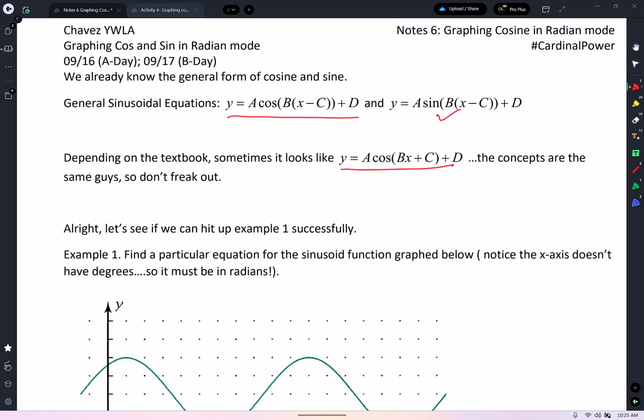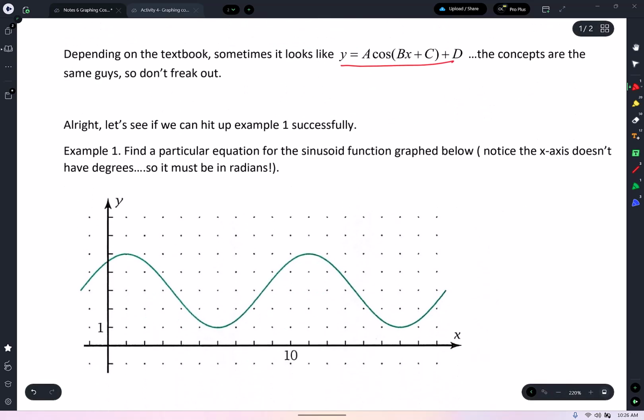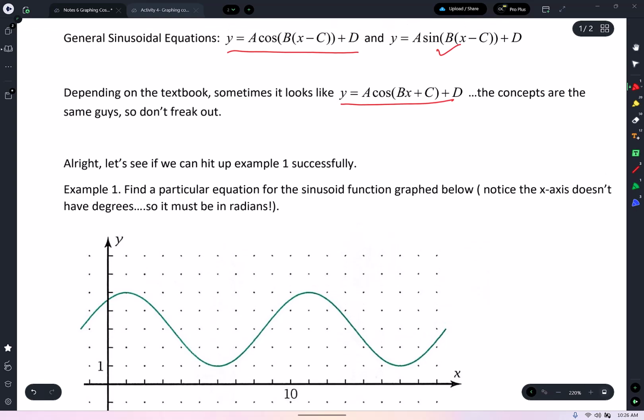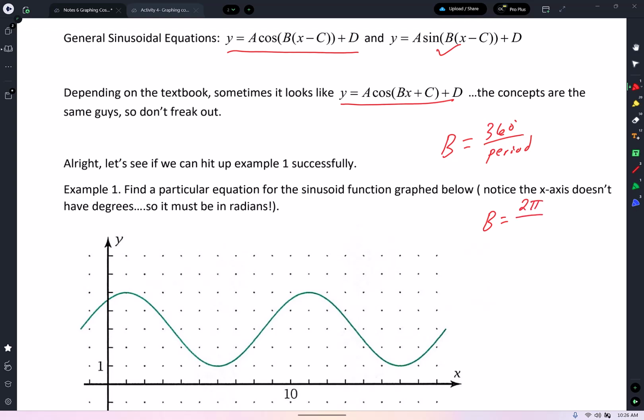I think we're pretty good with graphing. Notice that now the x-axis doesn't have degrees, so that means we are in radian mode. The only thing that changes is the b. In the past, when we were in degree mode, we said that b was 360 divided by the period. Because we're in radian mode, we're no longer going to say 360. What do you think we're going to say? No, not 180. That's still degrees. 2 pi. 2 pi is equivalent to 360 degrees. So we're going to say 2 pi over period is how you get the b.